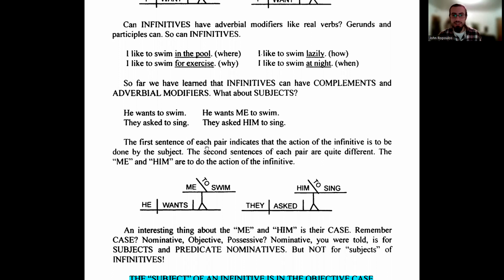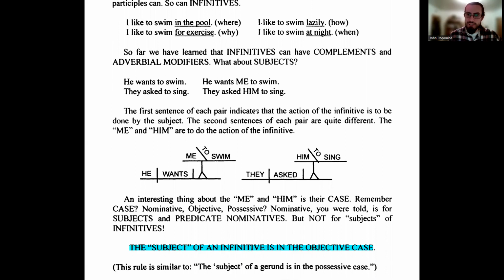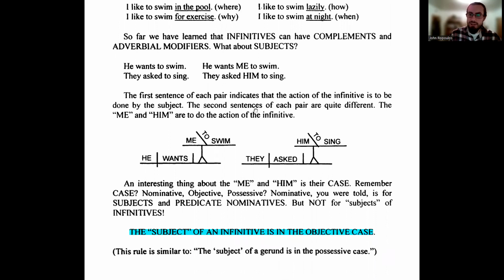What about subjects? He wants to swim. He wants me to swim. They asked to sing. They asked him to sing. The first sentence of each pair indicates that the action of the infinitive is to be done by the subject. The second sentence of each pair is quite different. The me and the him are to do the action of the infinitive. He wants me to swim.